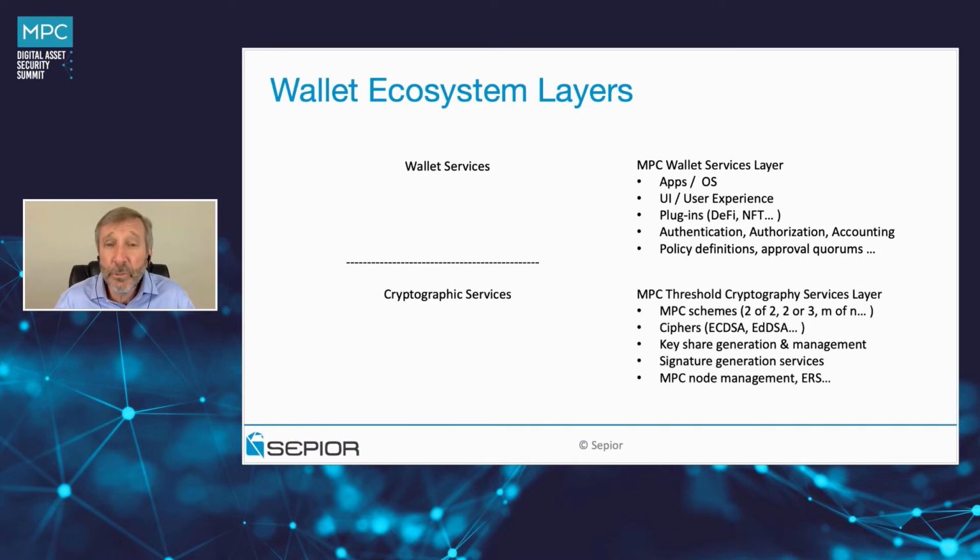These wallet layer services are, of course, reliant on the cryptographic services layer. This is where you'll determine what MPC threshold scheme you want to implement. It might be a 2 of 2, 3 of 3, 3 of 5. Any number of schemes are possible. Your ciphers are implemented at this layer, typically ECDSA or EDDSA, and likely others. The key share generation and management services are all executed at this layer, along with the actual signature generation, when the wallet layer policies are satisfied for each of the key share signing parties. And of course, the virtual MPC nodes, which generate, store, and use the keys, must be created and managed.